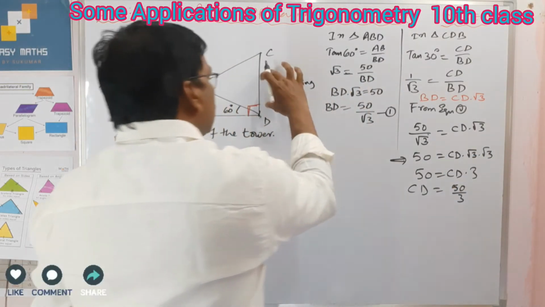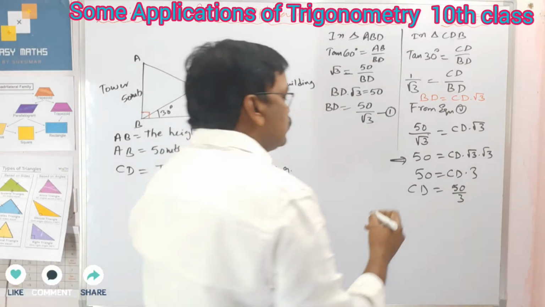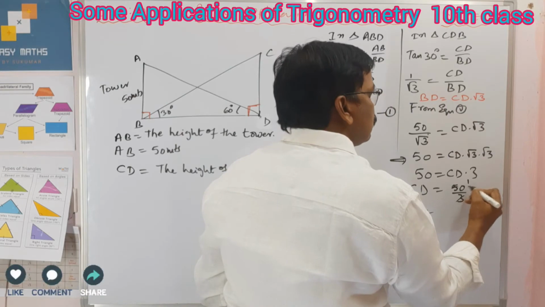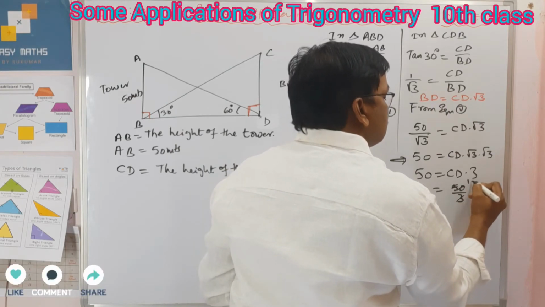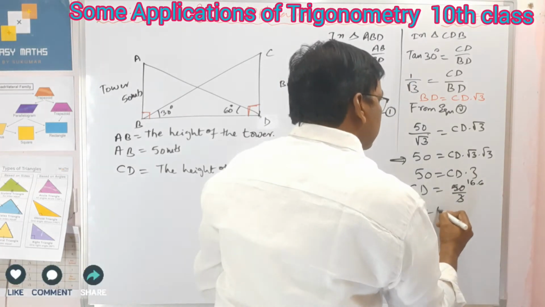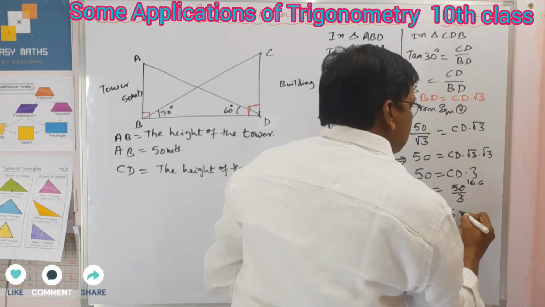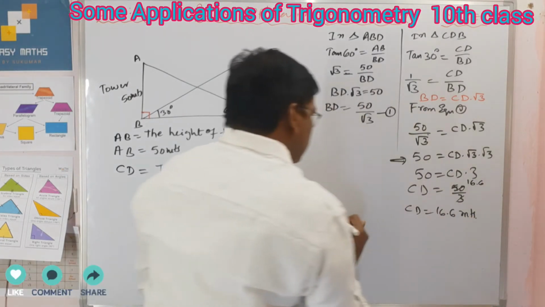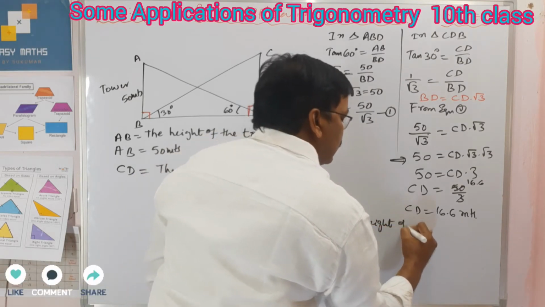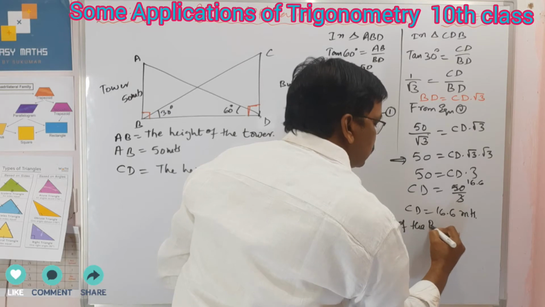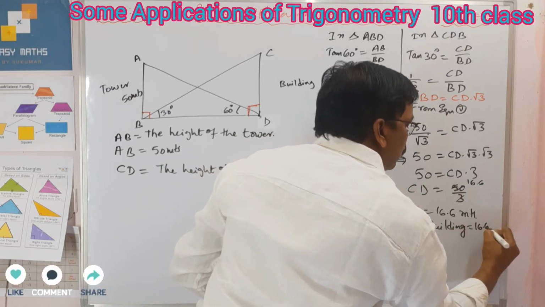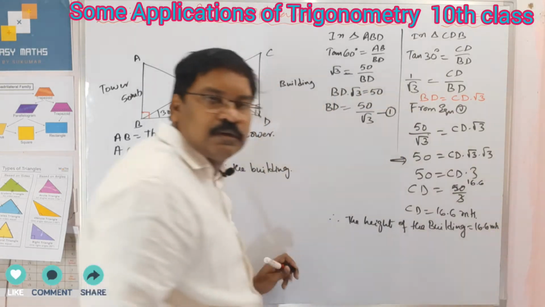So CD means what? The height of the building. CD is equal to 50 divided by 3. 3 ones are 3, 20 is 20, 6 3s are 18, again 6 3s are 18. That means 16.66 meters. Therefore, the height of the building is equal to 16.6 meters.